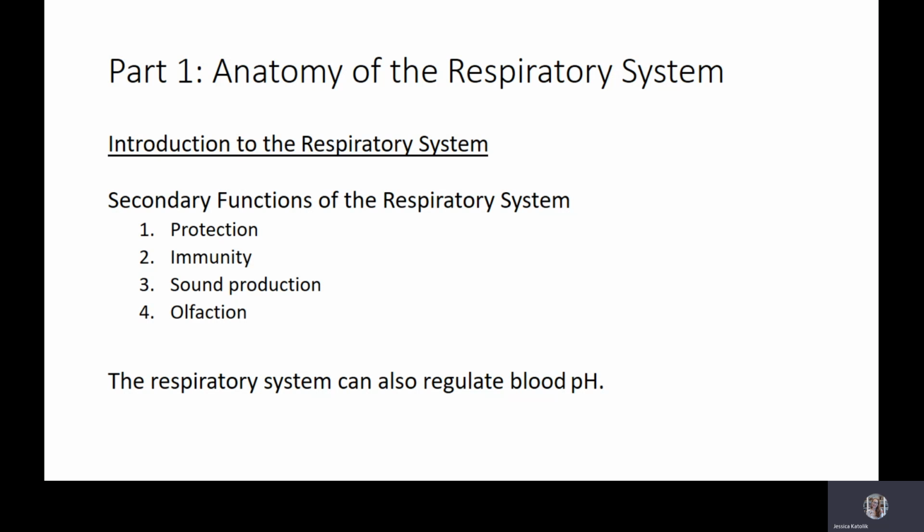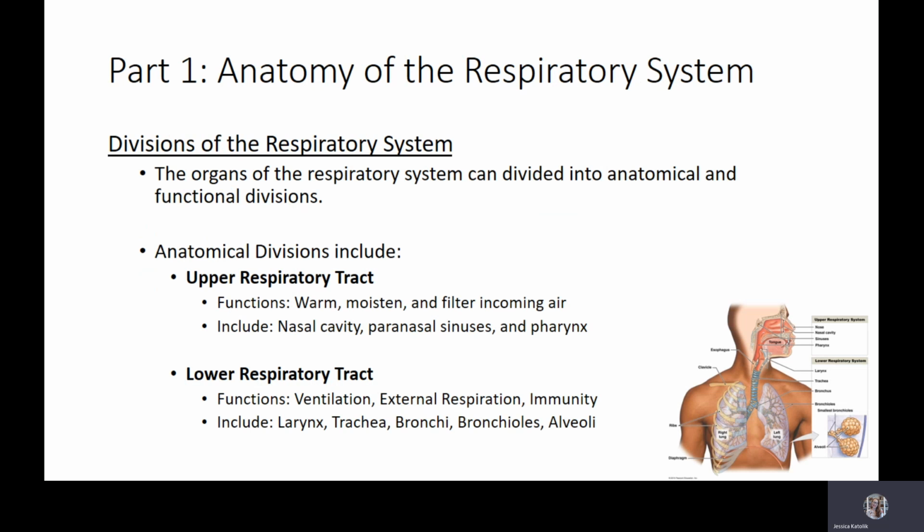Okay. Now that we've looked at the different functions, let's talk about how the respiratory system is divided into anatomical and functional divisions. Meaning that we can take the organs of the respiratory system and divide them based on location and structure, and then also divide them based on what they do. So let's talk about those.